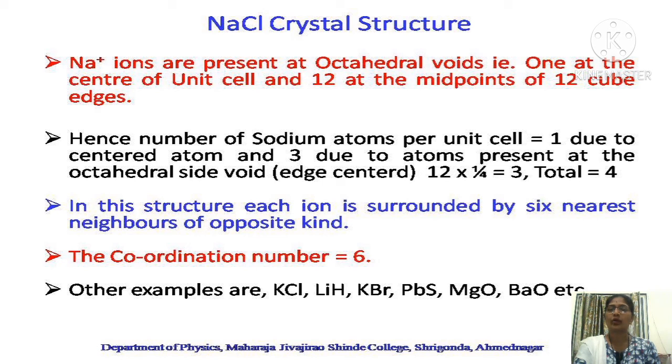And if I want to calculate the coordination number, it is the number of equidistant nearest neighboring atoms. If I consider the Na plus ion, it is surrounded by 6 equidistant chloride ions, and if I consider the chloride ion, it is surrounded by 6 Na plus ions. So the coordination number is 6. Other examples of NaCl type crystal structure are KCl, LiH, KBr, PbS, MgO and BaO, that is potassium chloride, potassium bromide, lead sulfide, magnesium oxide, barium oxide. These are the materials which show the NaCl type crystal structure.